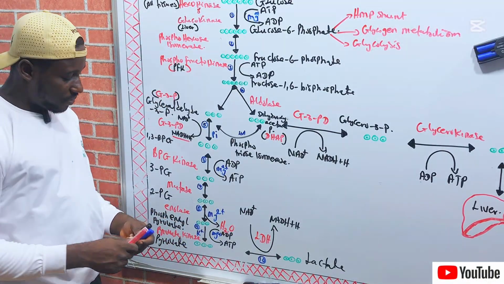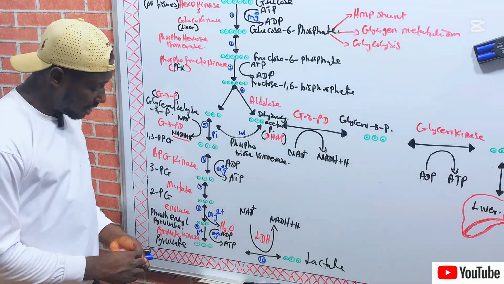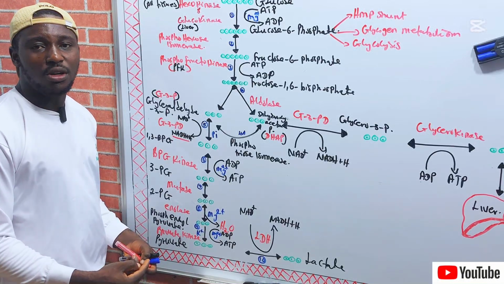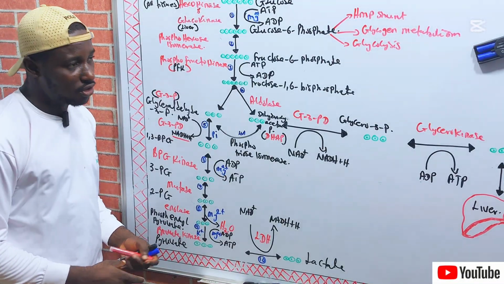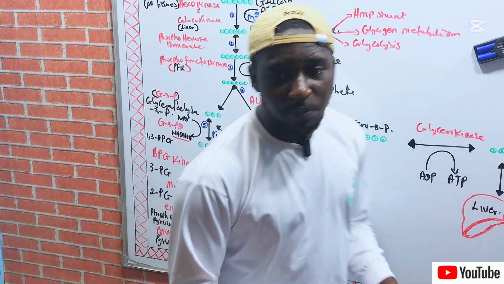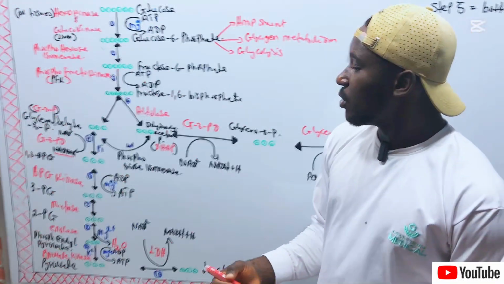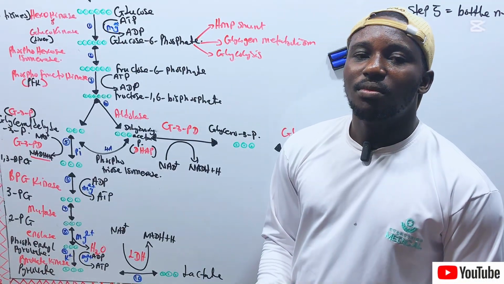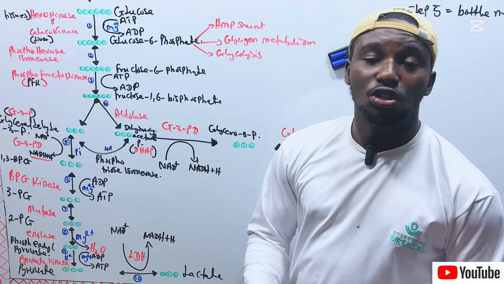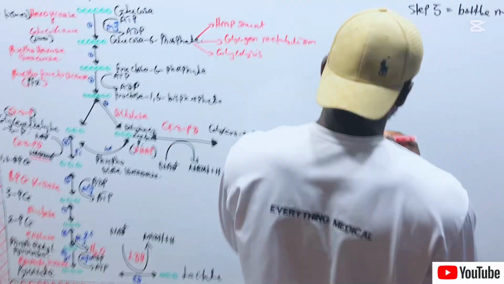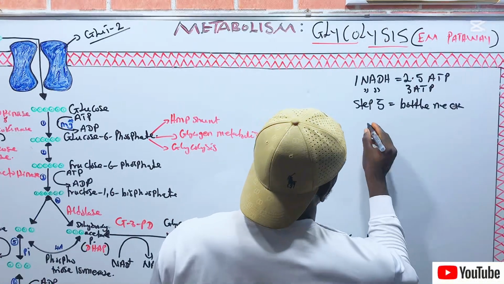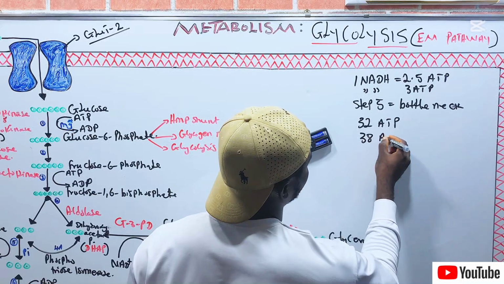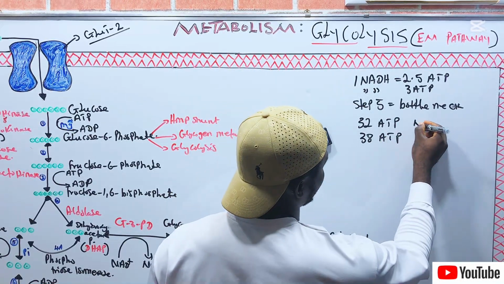Now, during aerobic glycolysis, pyruvate will be channeled to what? To the TCA cycle or citric acid cycle for complete oxidation of glucose. That is why the ATP generated during glucose complete oxidation is 32 ATP in the new calculation or 38 ATP in the old calculation.